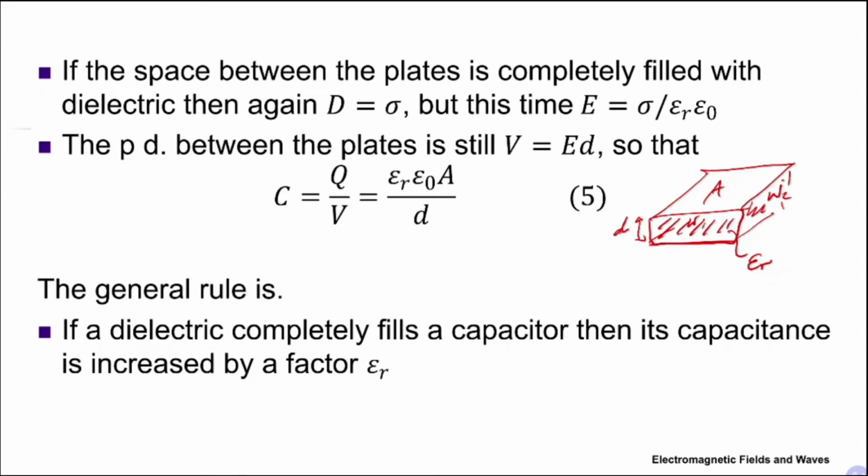They're all linked from the earlier topics. So you need to know Gauss's law to find the electric flux density, and then from there you can find the electric field, and then from the electric field you can find the potential difference, and from the potential difference you can find the capacitance.